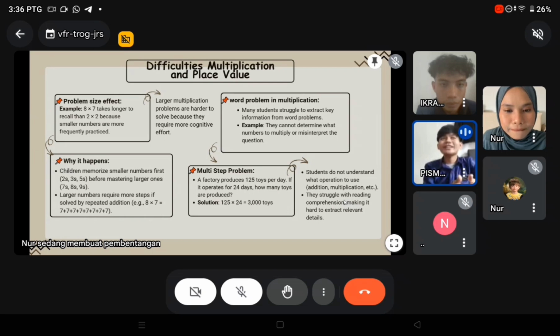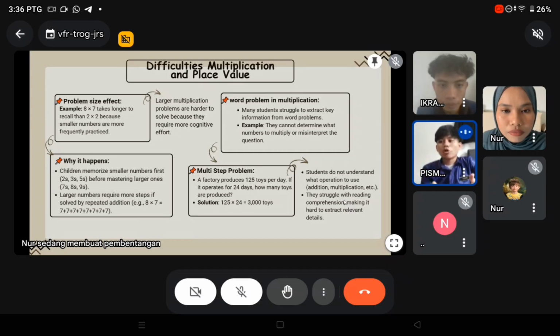And the second one is word problems in multiplication. Many students struggle to extract key information from word problems. For example, they cannot determine what number to multiply or misinterpret the question.